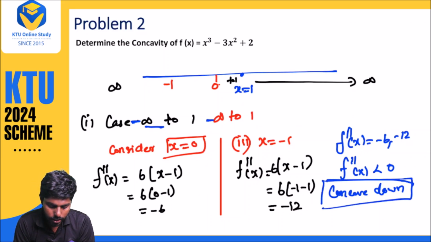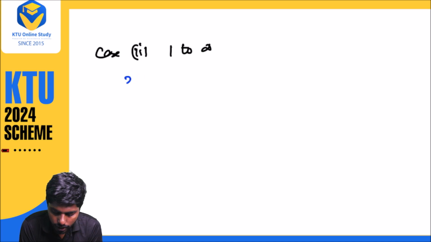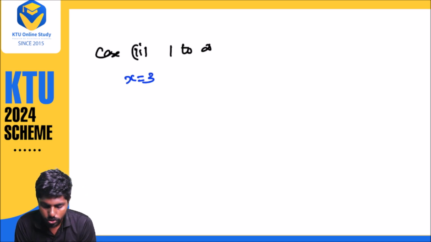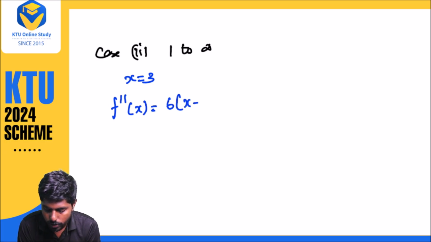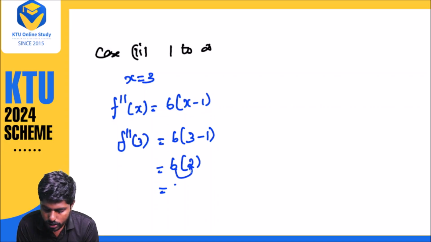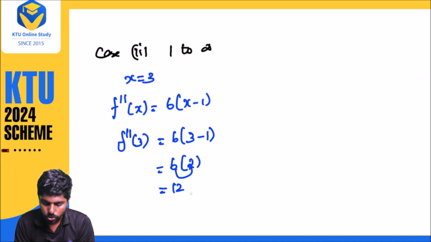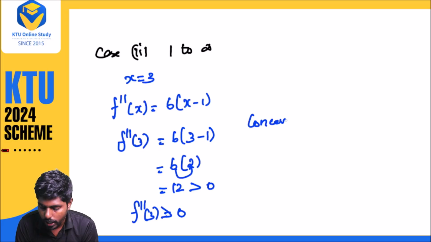Now in case number 2, that is from 1 to infinity, I am taking x equal to 3. When I take x equal to 3, f double dash of x is equal to 6 into (x minus 1). So f double dash of 3 is 6 into (3 minus 1), which is 6 into 2, that is 12. 12 is greater than 0. So f double dash of 3 is greater than 0, which means it is concave up.